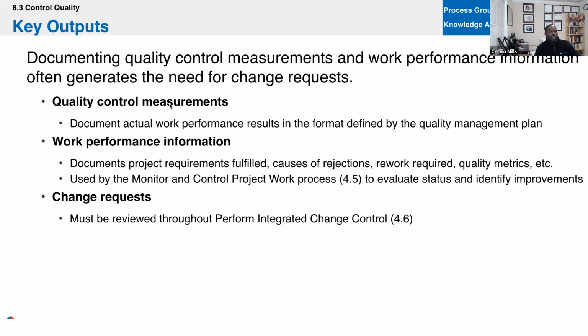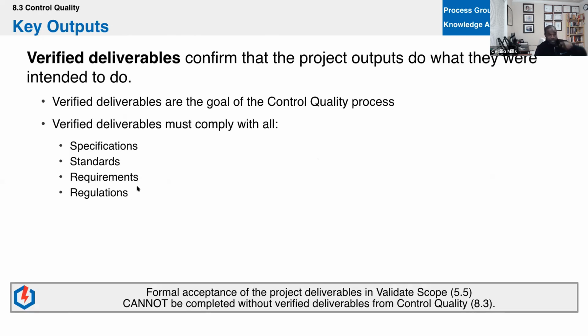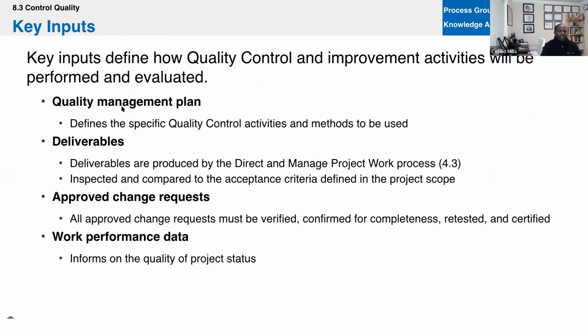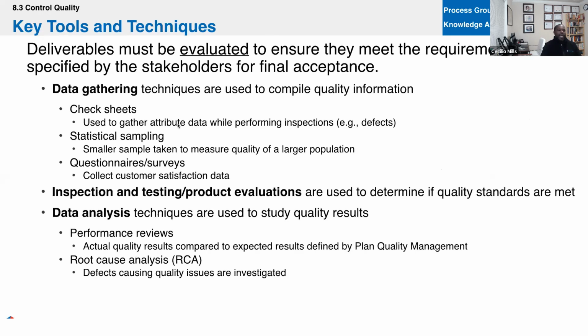Let's jump in. We get the measurements as an output, the actual performance results. We get work performance information as an output as well, and any change requests. The verified deliverables are a main output as well. It's what we've tested. Do they comply with the specs, the requirements? We'll take the plan, those deliverables, approved change requests, and performance data. And then how we get there, the tools and techniques: we evaluate, we test, we inspect. So we'll use a check sheet.